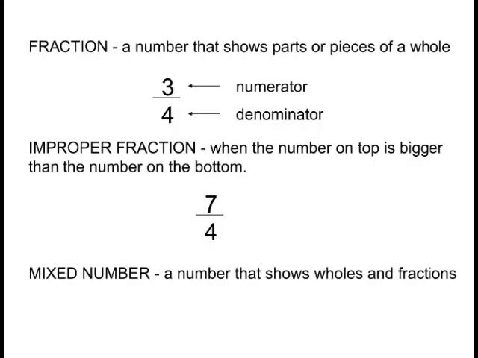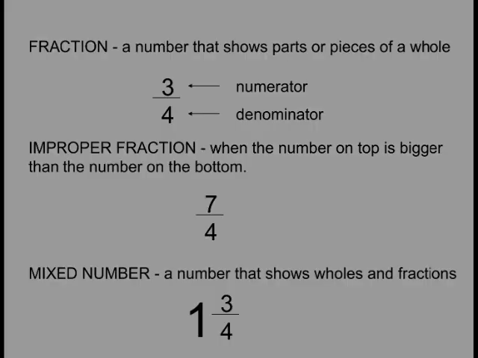The next type of fraction is a mixed number. Here, a number that shows wholes and fractions. For example, 1 and 3 upon 4. Such kinds of fractions are known as mixed numbers.